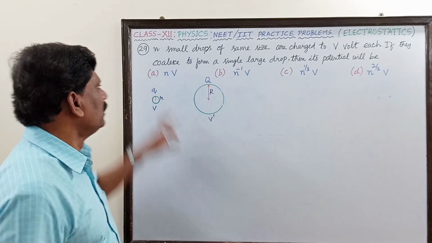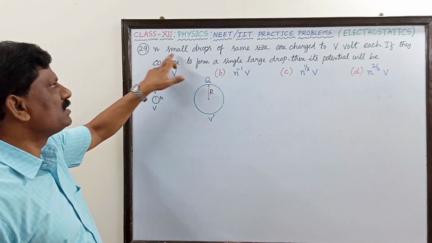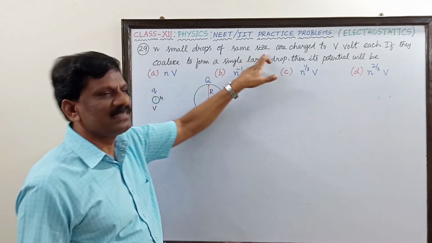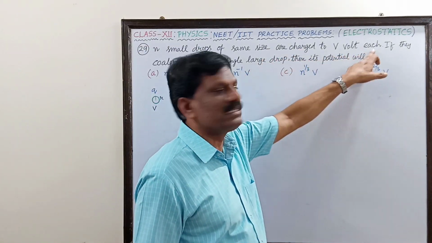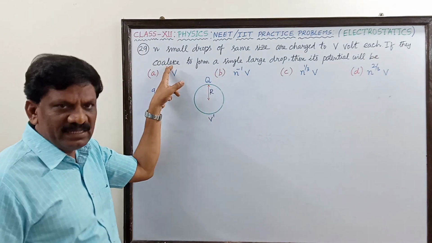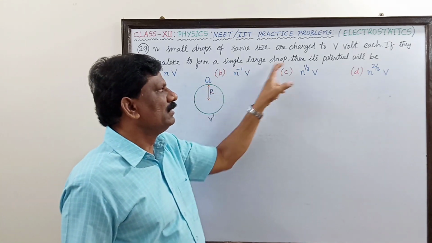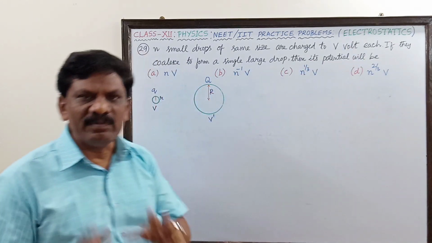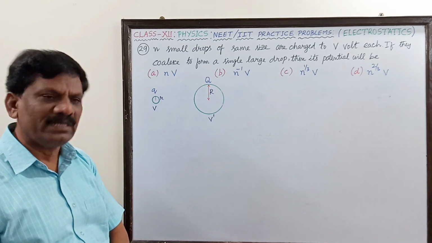Hi students, MCQ number 29. N small drops of same size are charged to V volt each. If they coalesce to form a single large drop, then its potential will be. So the new potential of the larger drop has to be determined.